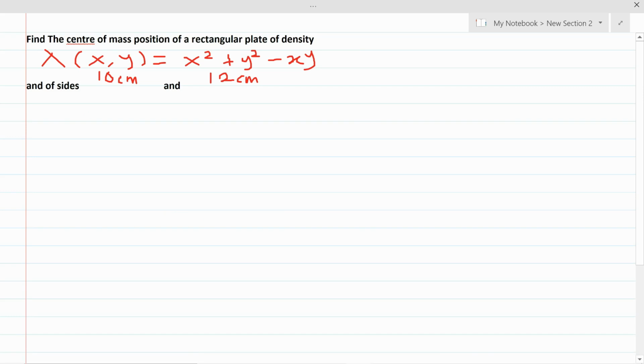Hello, welcome to the first lesson on solving center of mass position of objects. In this video I will take you through how to solve the center of mass of objects in the Cartesian plane.